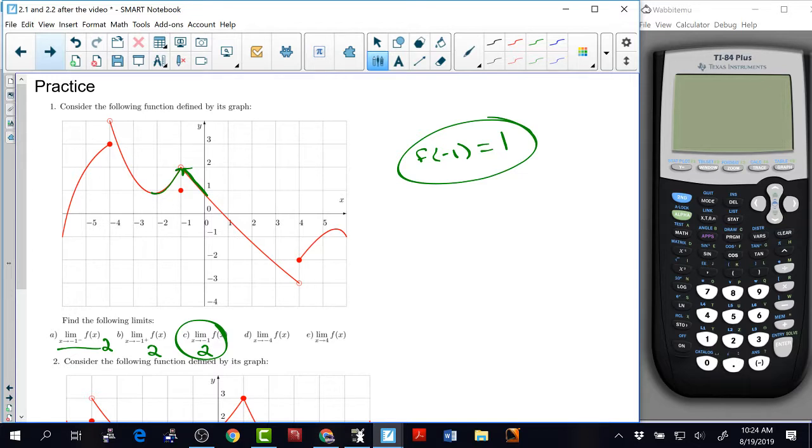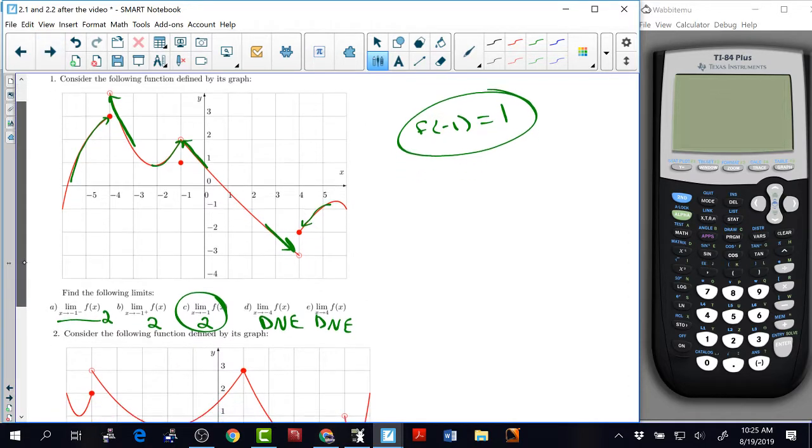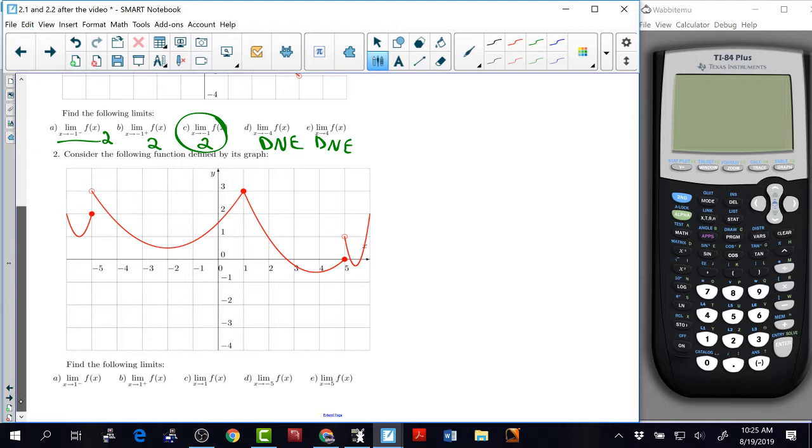Limit as x approaches negative 4. Well, the left limit is 3. The right limit is up there at 4. So this does not exist. The limit as x approaches 4, well, the left one is negative 3. The right one is negative 2. So this one does not exist either. There's jump discontinuities there.